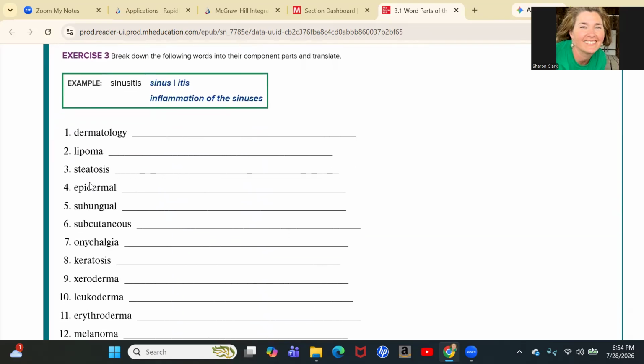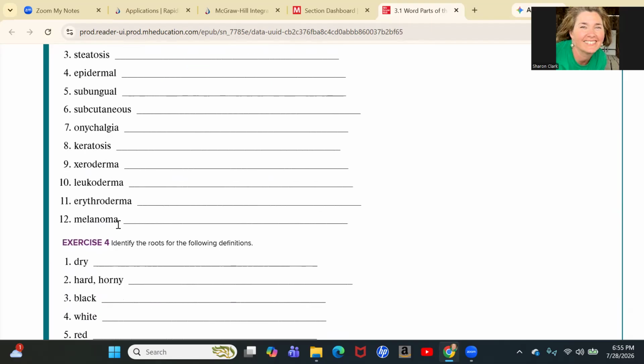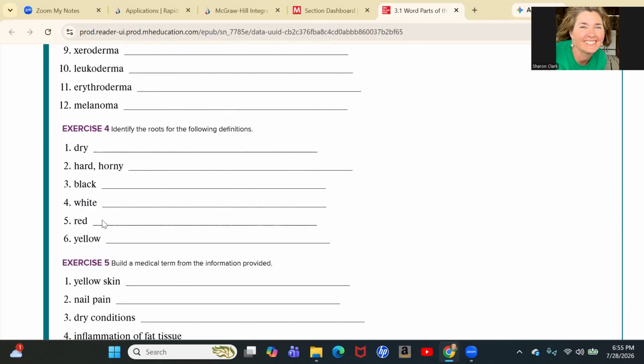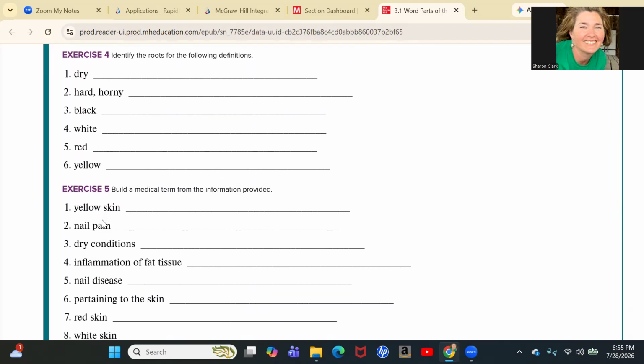And then lastly, break these terms down into their word parts. I wish there was a way I could do a couple of these for you online. I need to figure out how to do the writing feature on this thing, but dermato would be the combining form that means skin, and ology meaning study of. Lipoma, two word parts there, lipo meaning fat, oma meaning tumor or swelling, and so forth and so on. If there's any of those that you get stuck on, please let me know.